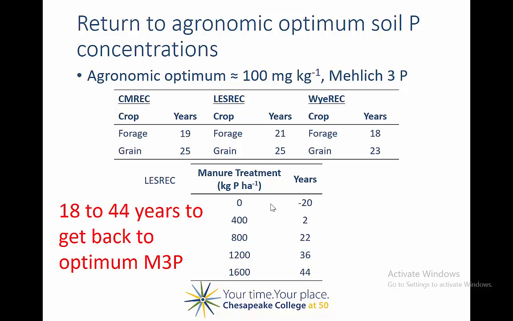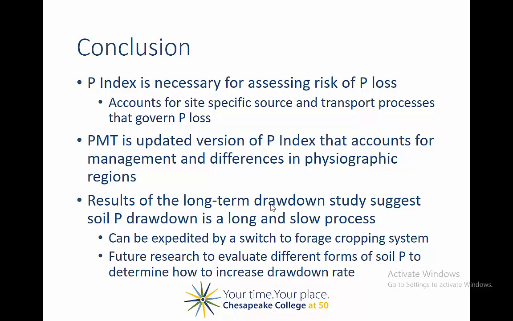All right, 18 to 44 years, depending on where you were, to come back down to that optimum. I chose 100 as optimum, so it may be a little less if you're going to go with 150. 18 to 44 years to get back to optimum Mehlich 3. That's a long time, right? So those of you who may not yet be in that situation where you're being restricted from P application, heed the warnings. Don't put yourself in that situation, because soil P drawdown is a long, slow process.